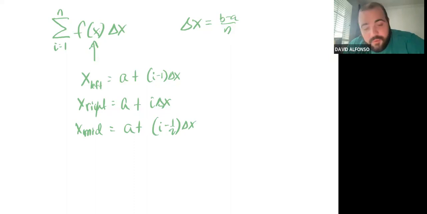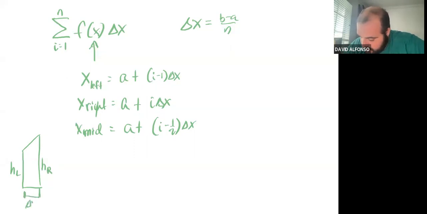Okay. And of course, you could also do trapezoidal approximation, which honestly, all you need to remember is the area of a basic trapezoid like this. We'll call this height left and height right. And then we'll call this delta x. So the area would be delta x divided by 2 times height left plus height right. Okay, this is for a trapezoid.